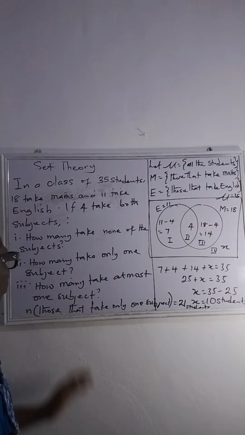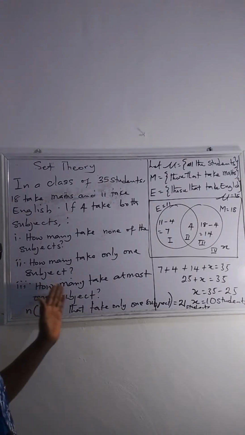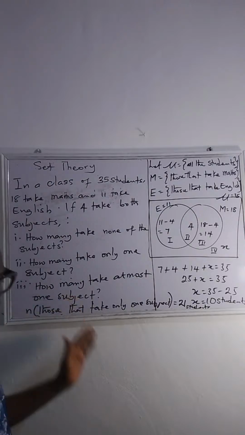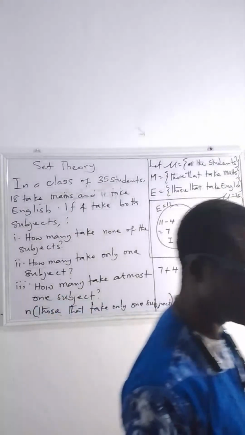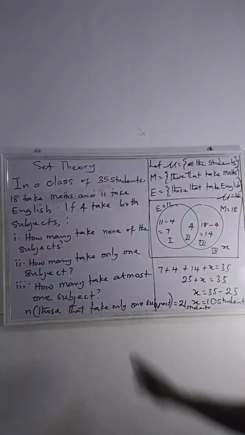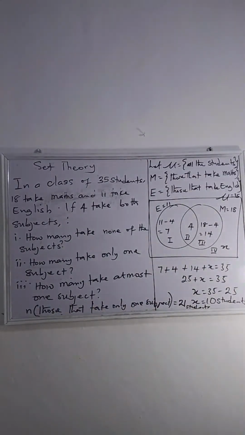All right? So now let's look at the last one we have here. How many take at most one subject? Okay, so now can we do that now? Let me have your answer. How many take at most one subject? At most one subject. Okay, it's straightforward. You can look at it and get the answer.